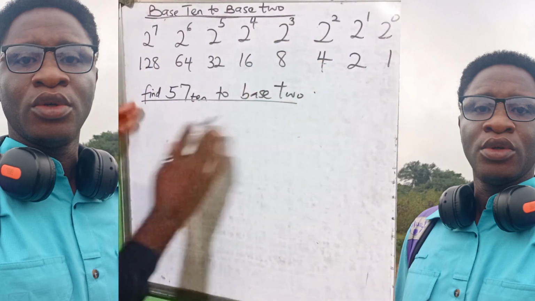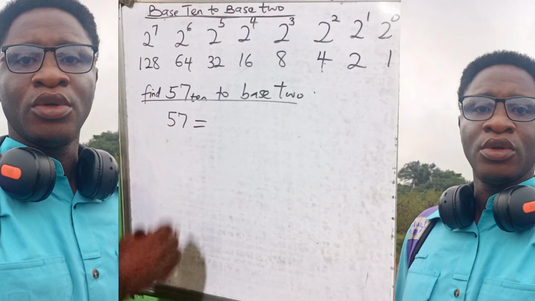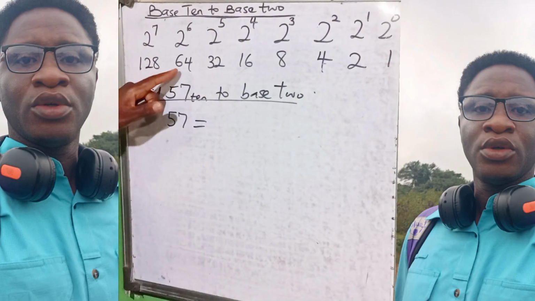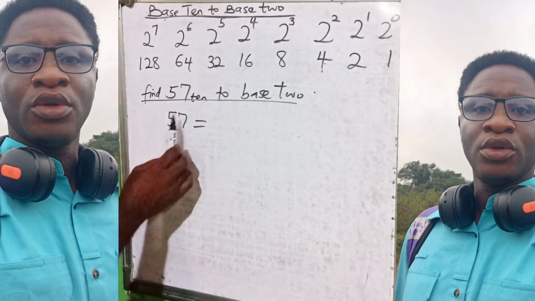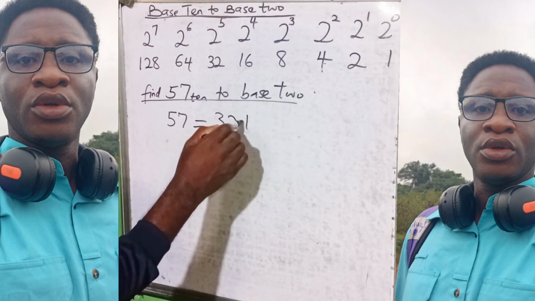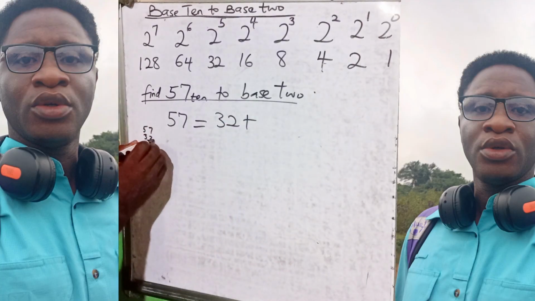So when you are using this method for 57 base 10, you write your 57. 128 is greater than 57, so we are not using this. 64 is greater than 57, so we are not using this. We are using 32. 32 plus what? We want to check. Now you have to subtract. We have 57 minus 32 to give us 25.